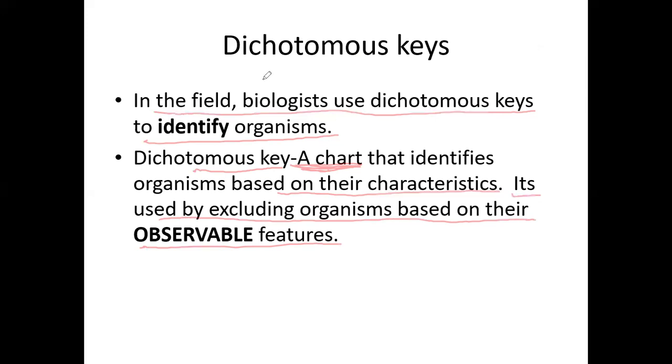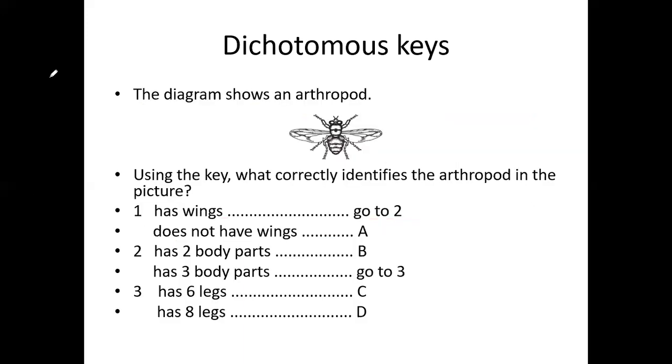Okay, now I would like to move to an example of this dichotomous key. How can we use the dichotomous key? So here, students, the diagram shows an arthropod. This is an arthropod. They have given an example of an arthropod, which is an invertebrate, belonging to the subphylum Invertebrata. Using the key, what correctly identifies the arthropod in the picture?